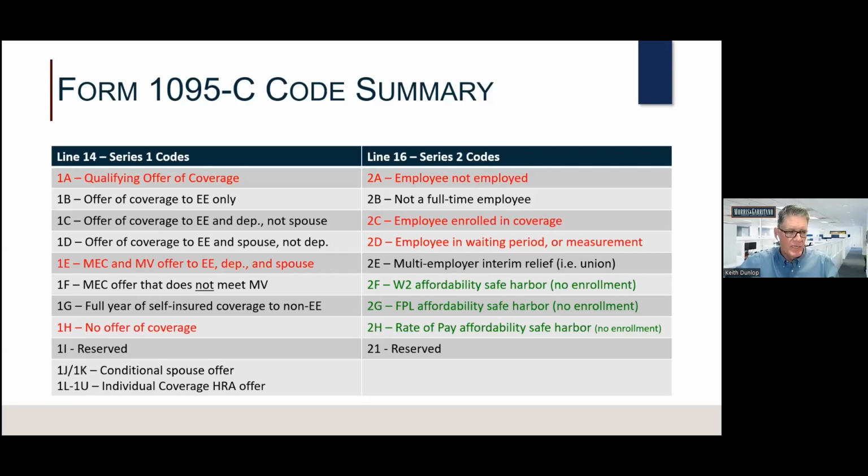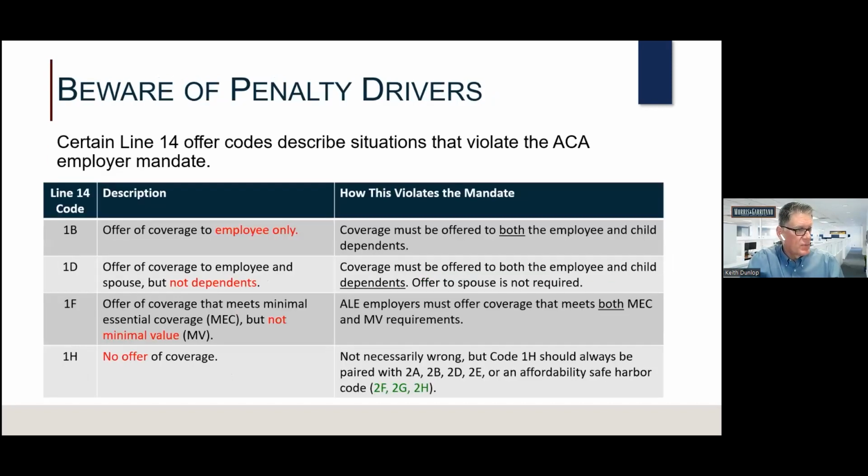I've also included in green the affordability safe harbor codes, and they're in green because they're associated with money. These are the codes that you would use when employees waive your coverage, but you have to show the IRS that your offer of coverage was affordable because you're using a particular affordability safe harbor. For purposes of time this morning, we are not going to go into a great deal of discussion about the safe harbors. I have a couple slides here on them, but if you have questions about which safe harbor should be used for you, contact me again after this webinar and we'll talk that through.